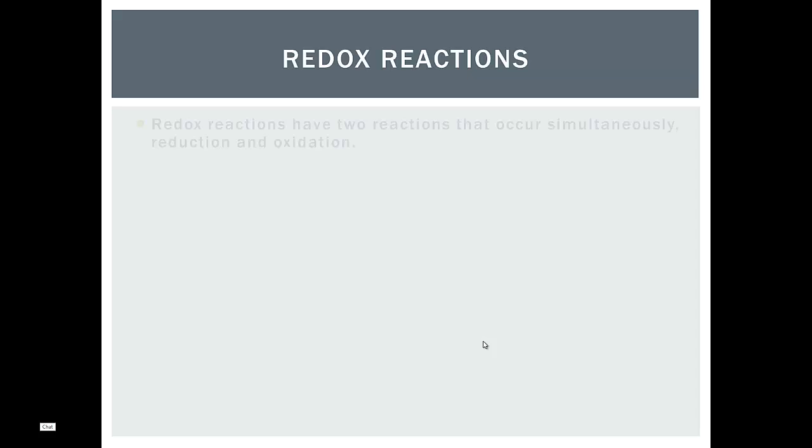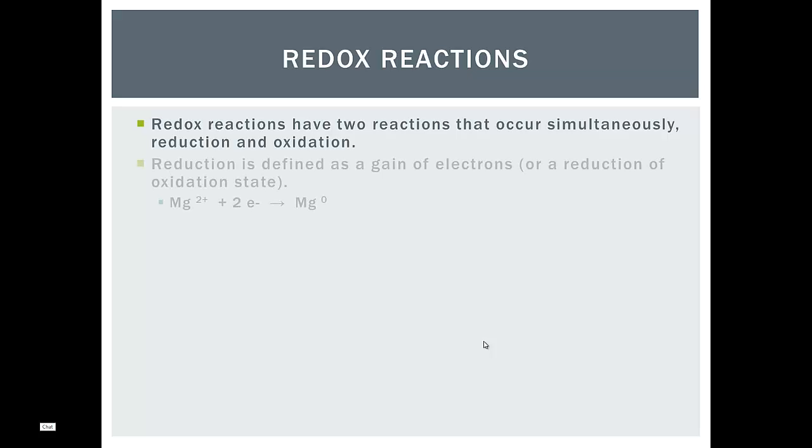So redox reactions. Redox reactions have two reactions that occur simultaneously called reduction and oxidation. Reduction is defined as a gain of electrons or a reduction of oxidation state. The gain of electrons is always going to cause your charge to go down because electrons are negative. An example of a reduction reaction is shown here. So we have magnesium with a +2 charge gaining 2 electrons, causing its charge to go down by 2 to magnesium 0.